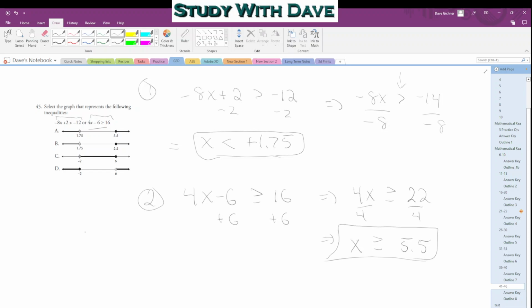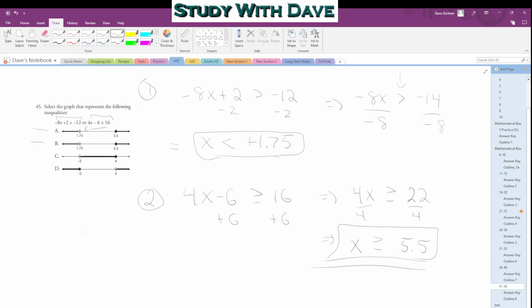So x is less than 1.75. All right, so that's going to be either A or B, because we see that the circle right here is not filled in. Therefore, it's less than. It would be a solid circle if there was less than and equals, but it's not. So right now we're at A or B. Then for the second one, x is greater than or equal to 5.5, so the circle will be filled in.